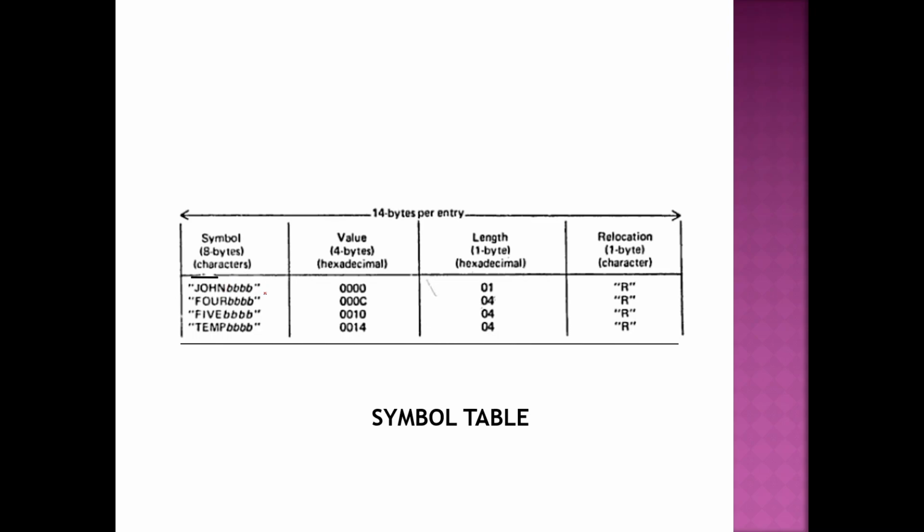Again, the other 4 bytes you're saying blank, blank, blank. Okay. The next variable we had is 4, FOUR. The next variable we had is 5, FIVE. The last variable we had is temp, TEMP. Right. So the symbol, the first one, is what is the variable. That is what we have here.